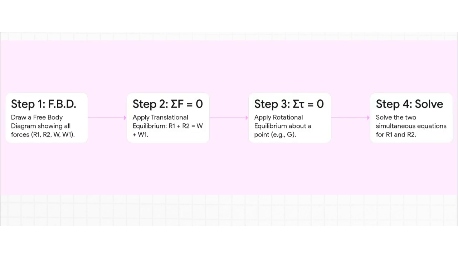So let's apply these conditions to a classic problem. We have a bar supported on two knife edges. Step 1, and this is always step 1: draw a free body diagram. Show every single force, the upward reaction forces R1 and R2, and the downward weights W and W1. Step 2, apply translational equilibrium. This means your total upward forces have to equal your total downward forces. Step 3, apply rotational equilibrium. Pick a pivot point. Any point works, but the center of gravity is often a good choice. And make sure the total net torque is 0. Step 4, now you've got two equations and two unknowns. Just solve them simultaneously to find R1 and R2.